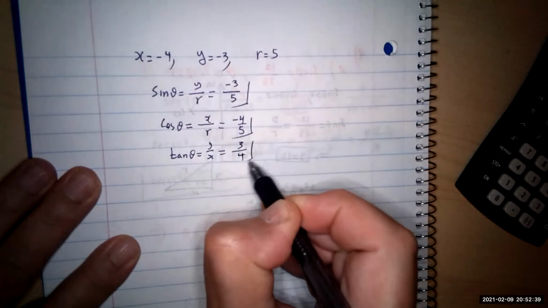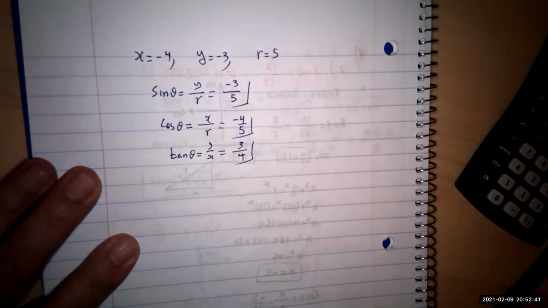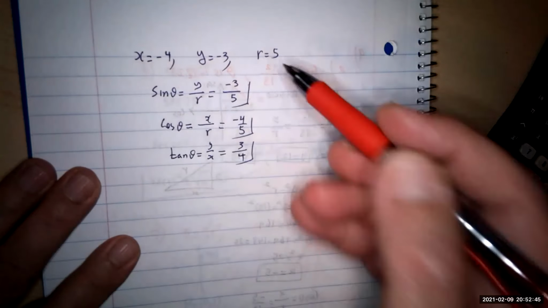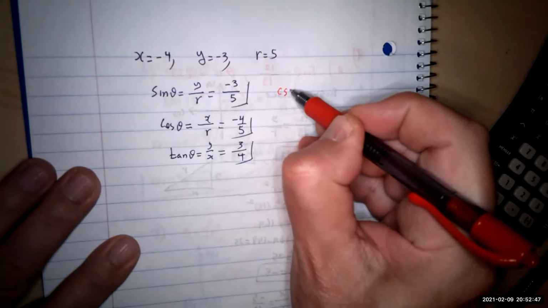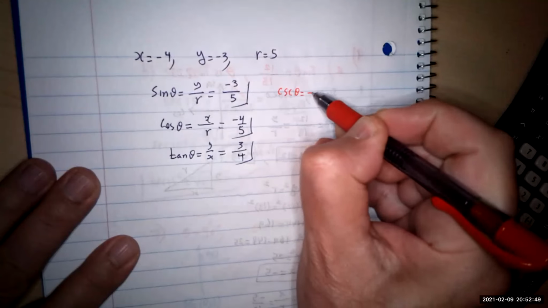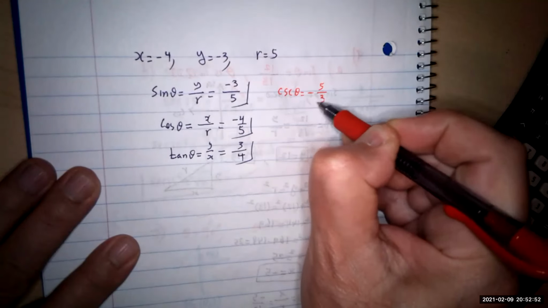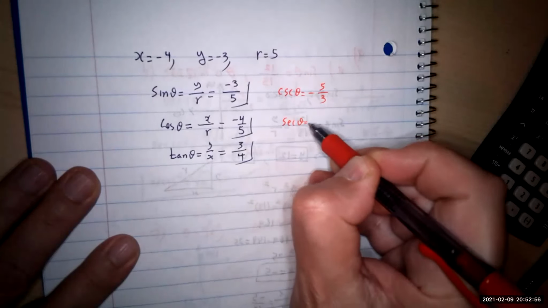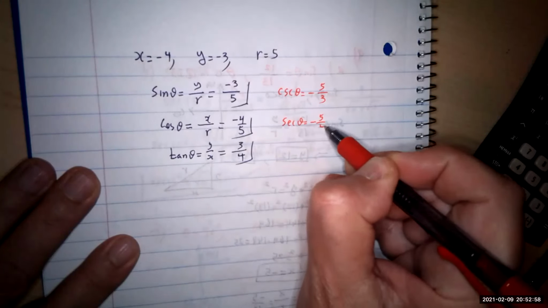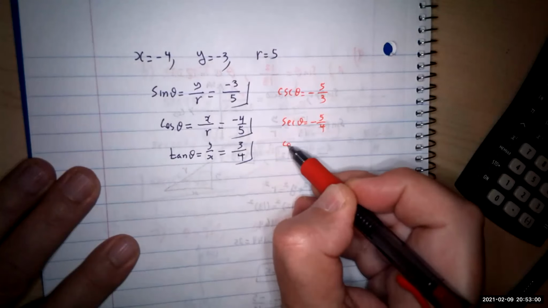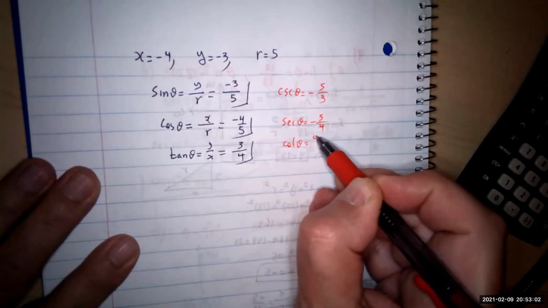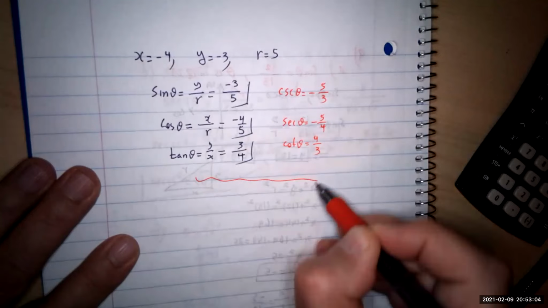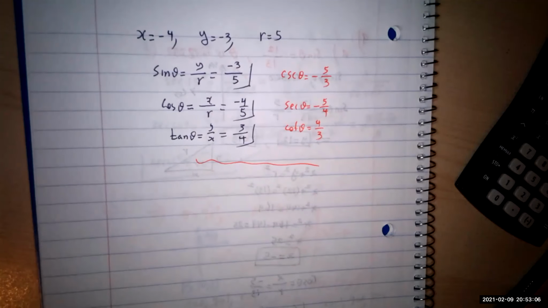Okay, that's it. Now we get the reciprocal to get the other three. The reciprocal of sine is cosecant, so that gives us -5/3. The reciprocal of cosine is secant, -5/4. And we have a cotangent here, which is going to be 4/3. And we're done. Okay, so it's a typical problem.